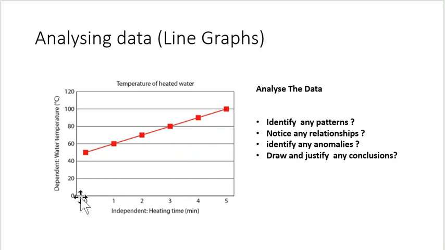So what we can see is that as we heat the water, the temperature of the water increases over time. And we can see that there's a linear kind of relationship here. The more time we spend heating the water, the hotter the water starts to get. So what patterns can we see? As time goes by, the water starts to get hotter. So that's a relationship between time and the heating of the water.